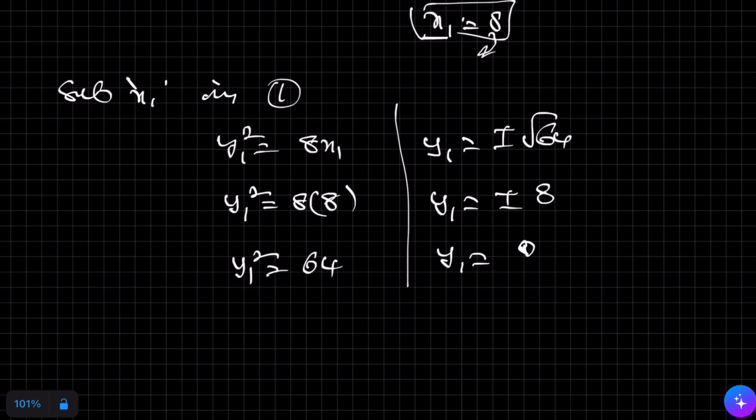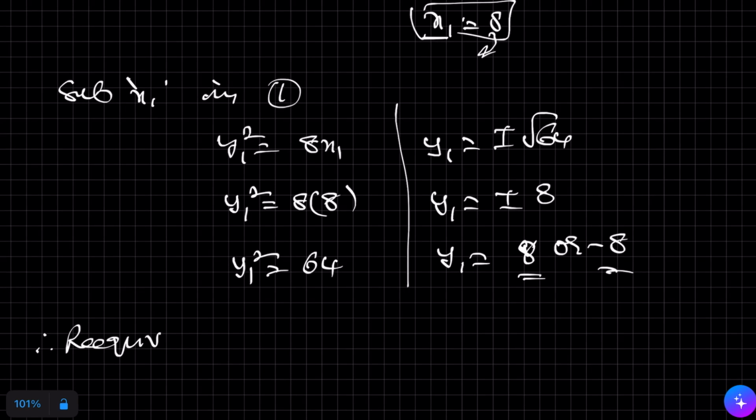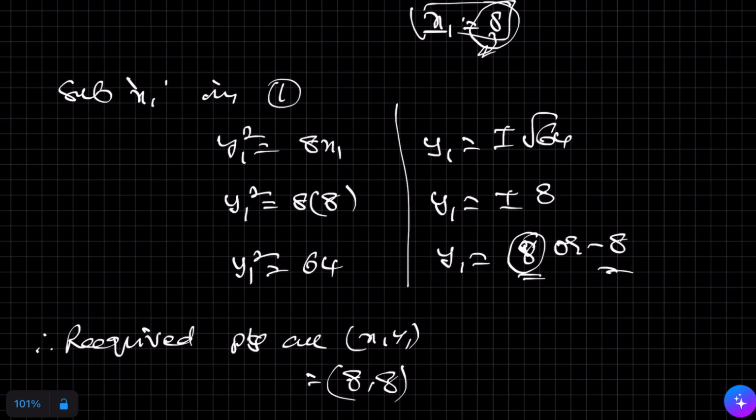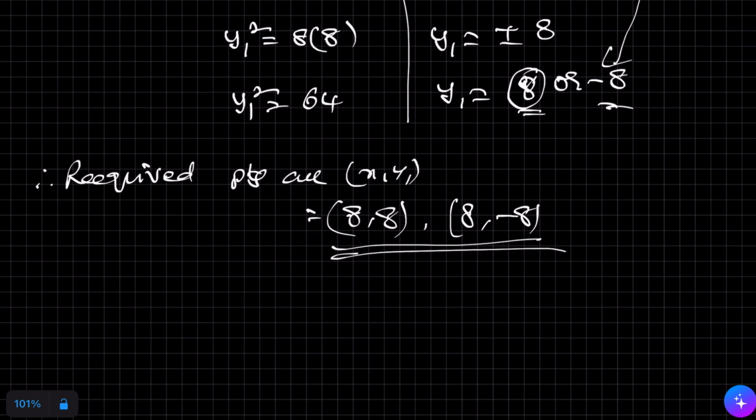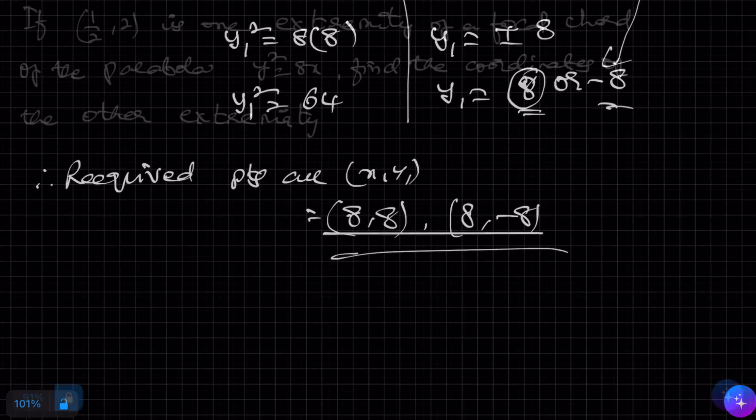So y1 will be 8 or minus 8. So we have two values for y. So therefore required points are x1 y1, nothing but first I'll take x1 as 8 comma the y value 8, again 8 comma the second y value will take as minus 8. So here the required points are 8 comma 8 or 8 comma minus 8.